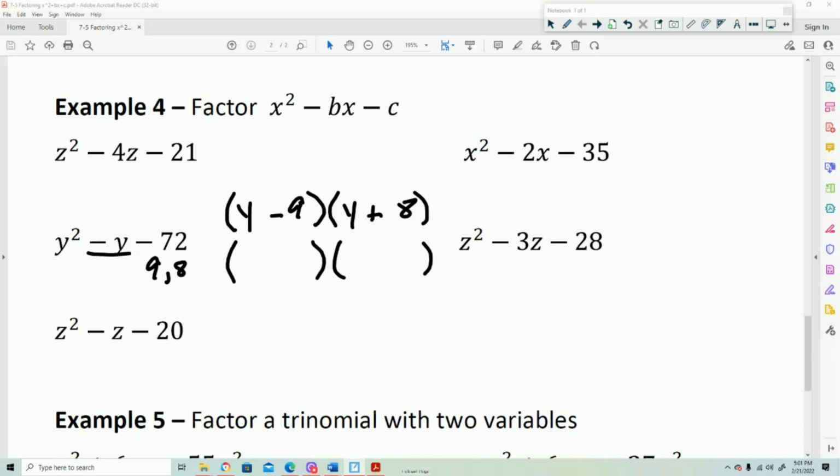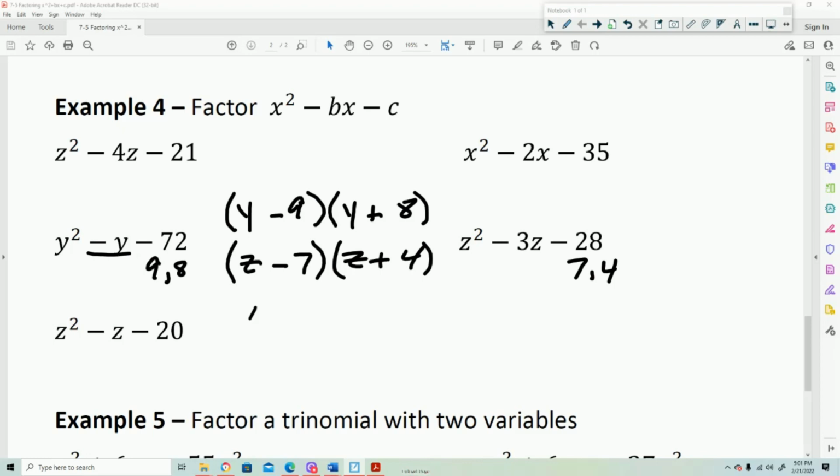Let's do this trinomial. Got a z here and a z here. I'm looking at 28, and the factors that multiply to be 28 must have a difference of 3. That's going to give me 7 and 4. Okay, so 7 here, 4 here. We've got alternating signs, but that's negative, so negative and plus, or subtraction and addition.